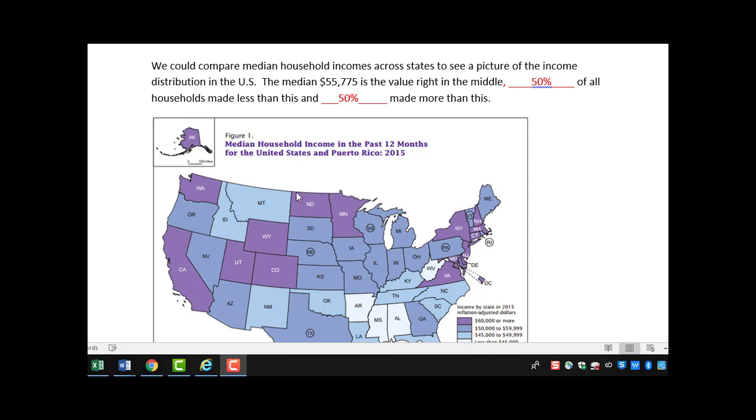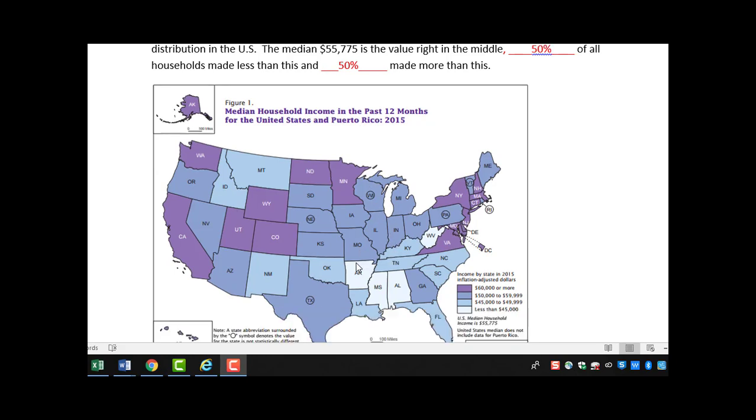Here we're looking at median household incomes. That's the median household income. Recall what that means. The median income of $55,775 means that it's right in the middle. 50% of all households make less than that, and 50% make more than that. So this is for 2015. You're comparing median incomes across different states.